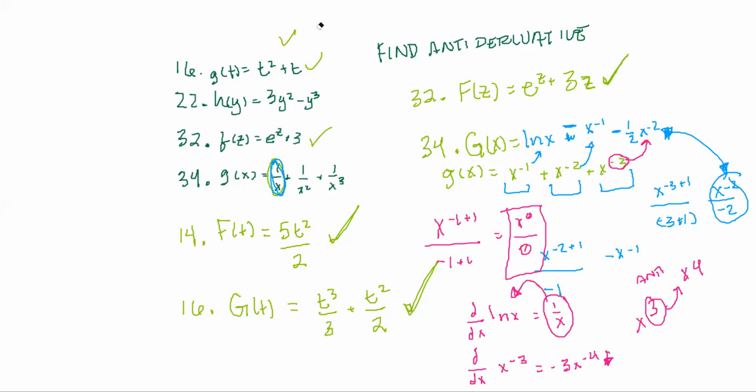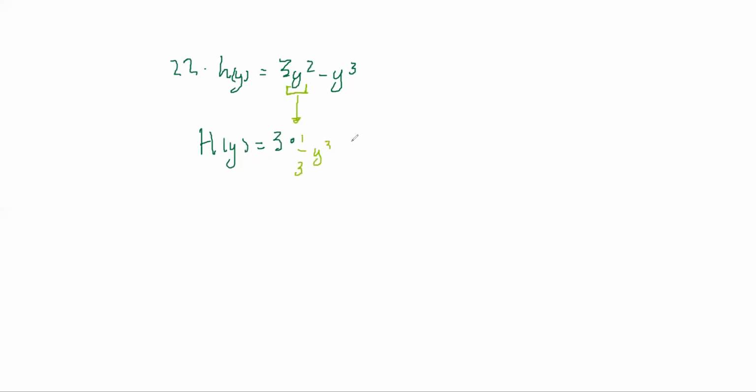Okay, so we need to do 22. Okay. All right, so we found those antiderivatives. 22 is going to be h of y is equal to 3y squared minus y cubed. So our capital H of y is going to be 3 times the antiderivative of this, which is 1 over 3 y to the 3, minus the antiderivative of this, which is 1 over 4 y to the 4.